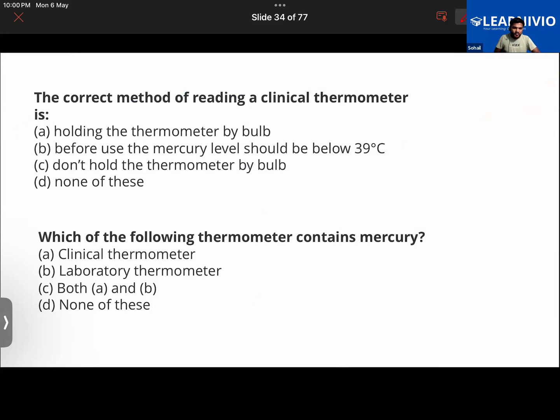Quickly get done with these questions also. The correct method of reading a clinical thermometer. Holding the thermometer by the bulb. Before using, the mercury level should be below 39. Don't hold the thermometer by the bulb. None of these. Which one is the correct method?